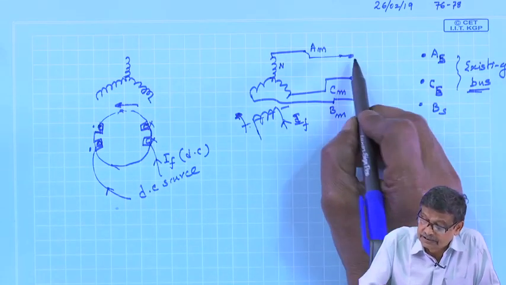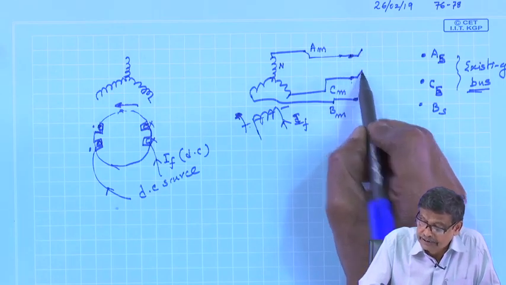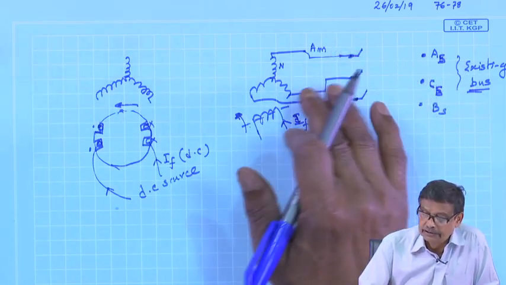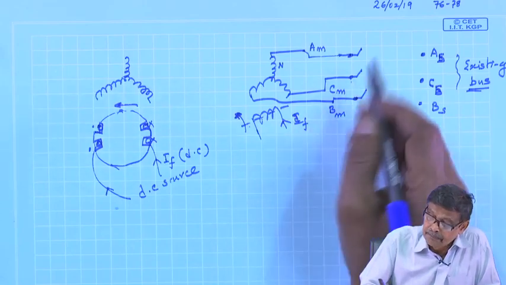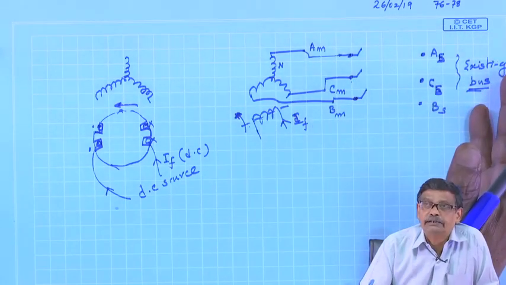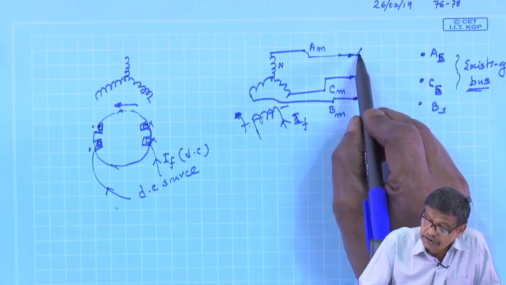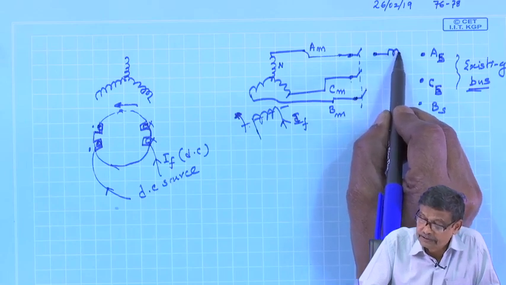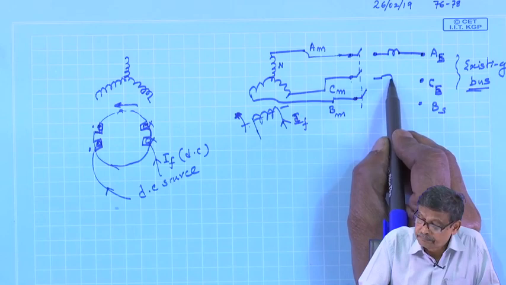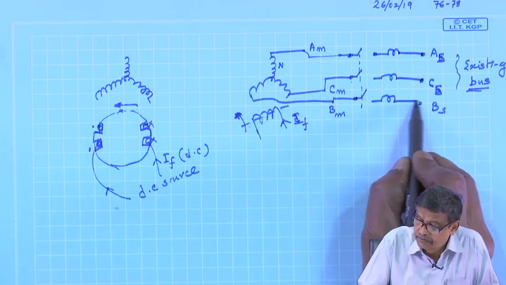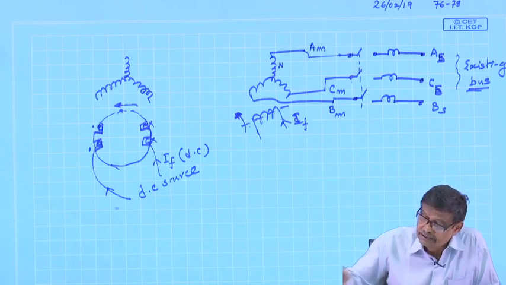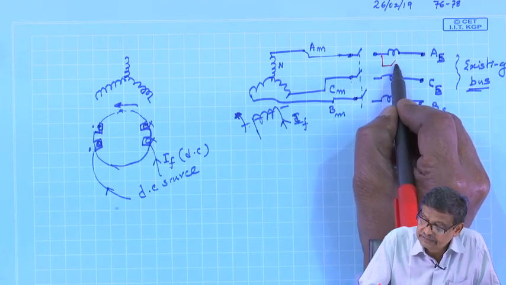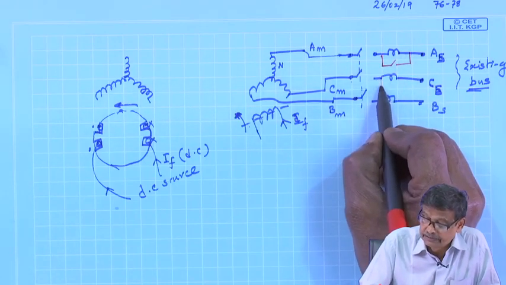But the big question I was discussing last time is how to connect these three terminals to the bus. That is, I want to parallel this machine with the existing bus voltage system. So what you have to do, you have to take a triple pole switch, and then you connect some lamps. Let me go through this first, as we discussed last time. Across the lamps there will be switches which will be in open condition initially.